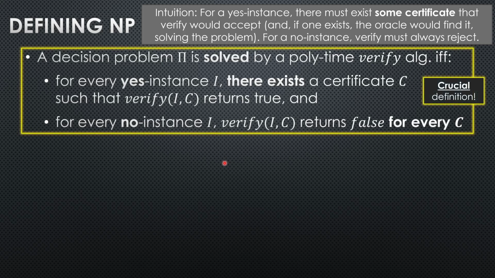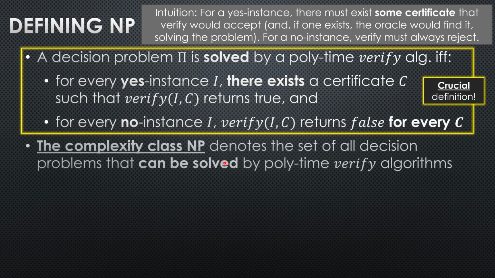Okay, this is a crucial, critical definition for the rest of the course. You're going to be asked to show problems are in NP. This is what this means, but we will see an example of showing something is in NP to clarify. Okay, so the complexity class NP denotes the set of all decision problems that can be solved by polytime verify algorithms. I've said here can be solved.